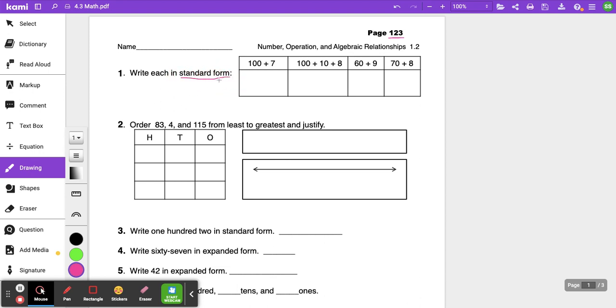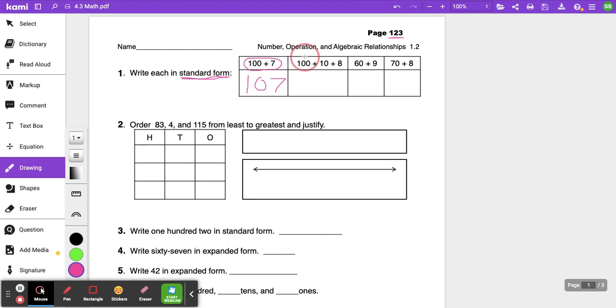Now, standard form, we learned this several weeks ago, and standard form is just the regular way that we write numbers. So if I was going to put 100 plus 7, and I want to write the number in just the regular way, I'm going to write it as 107. That's the standard form, the regular way I would write the number, okay? Anyone remember what this is called when it's written this way? 100 plus 7? Who remembers? It is the expanded form because I'm showing the hundreds and the 7, expanded form.